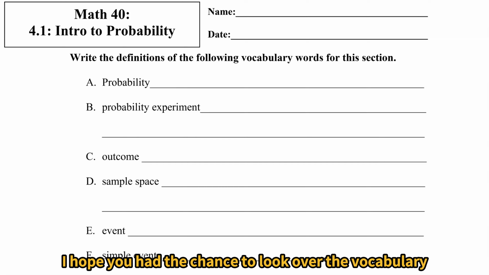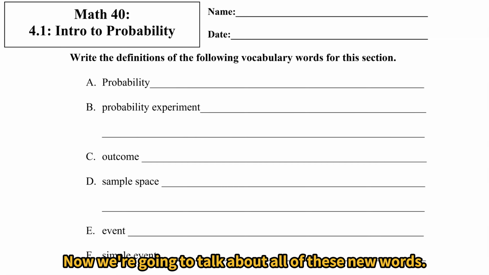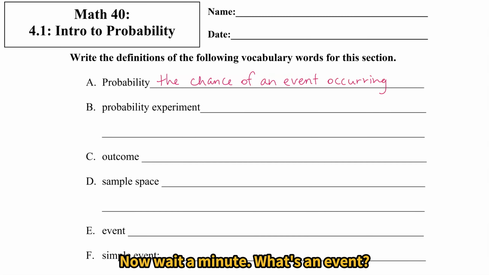I hope you've had the chance to look over the vocabulary words in your textbook. Now we're going to talk about all of these new words. The probability is the chance of an event occurring. Now wait a minute, what's an event?